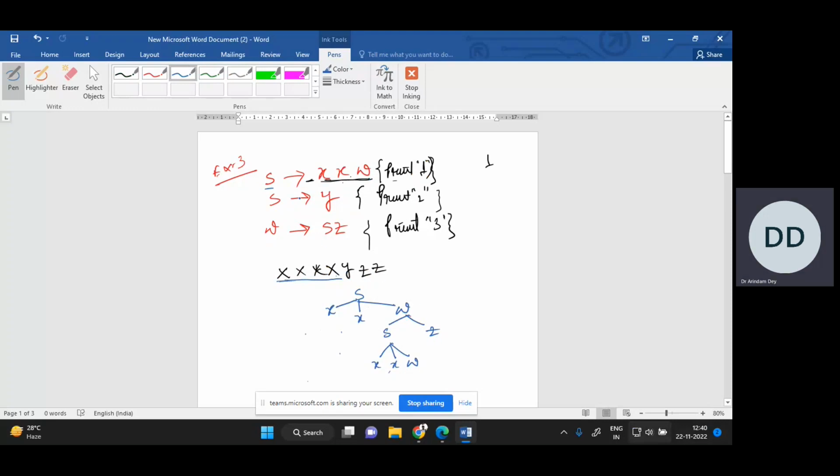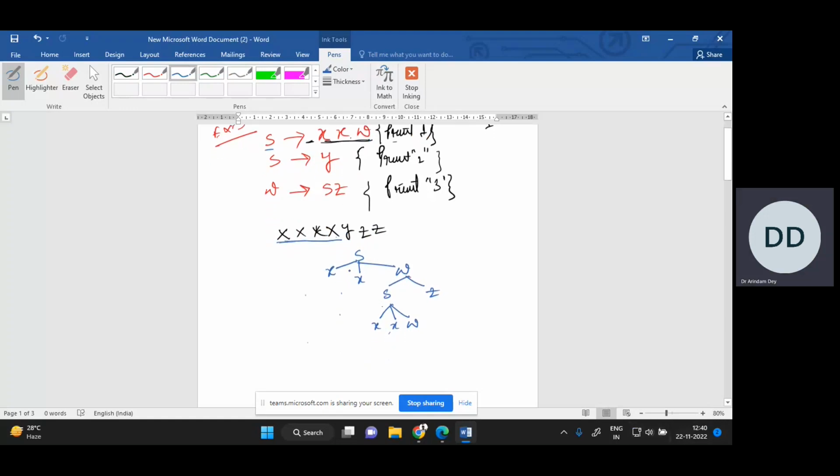But no expansions are possible for Z. That means only an expansion possible over W. So we should expand W here. So W again is expanded to S and Z, which further again S is expanded to Y. Now, I hope you can guess what I have obtained: X, X, X, X, the infix operation I am performing, quad X, Y, Z, and then Z. That means what they have said, I have obtained here, right?